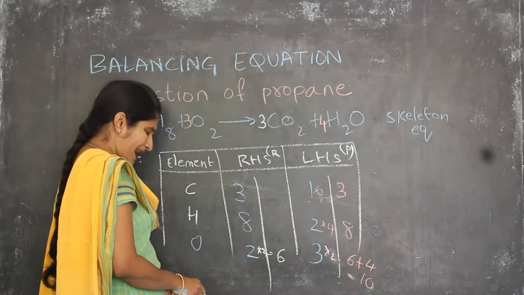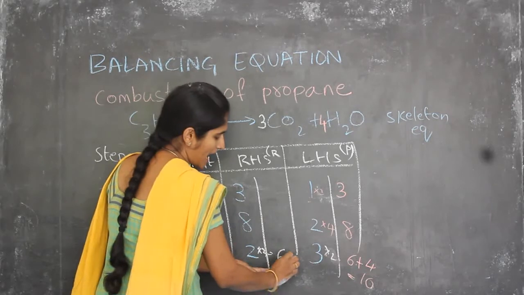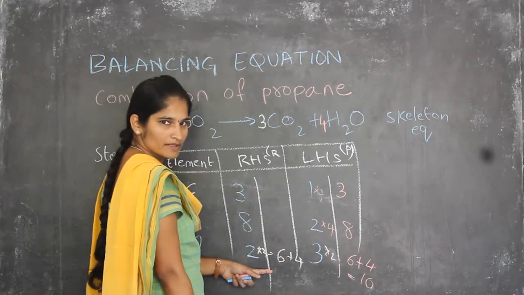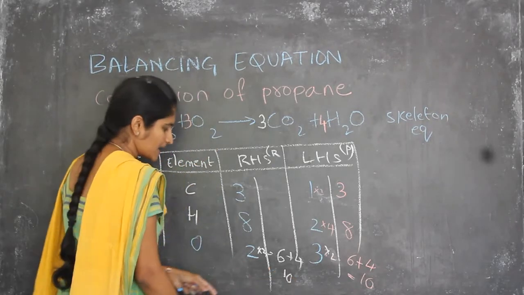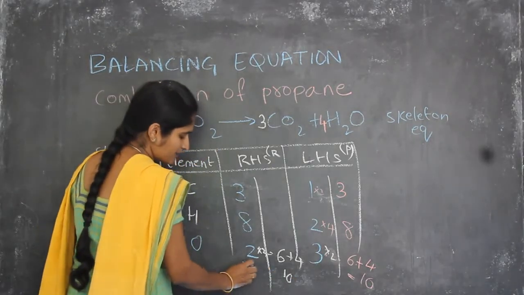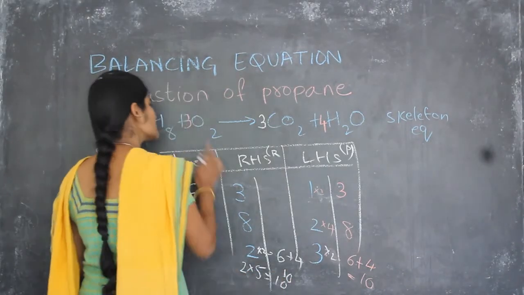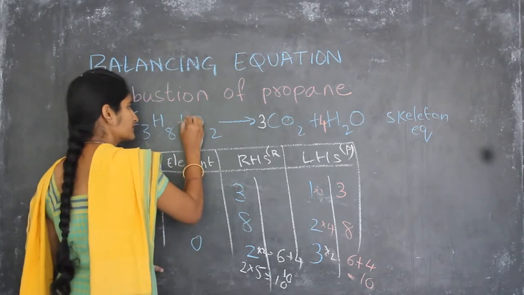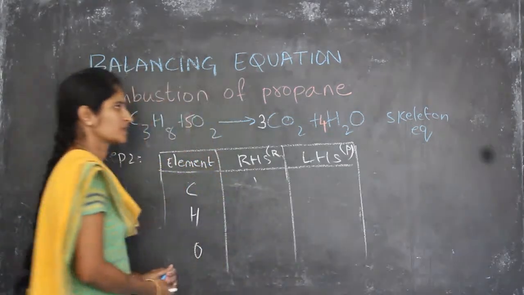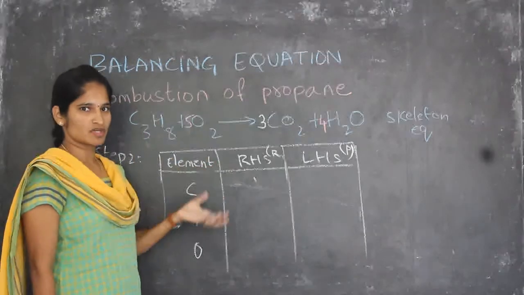So now I should balance this one. Here it is 6. So if I add 4 atoms to this, it becomes 10. Is it clear? That means in a simple way, if I multiply 2 with 5, you will get 10. So what will I do? I will change this as 5. Now in the third step, I am checking whether I got the balanced equation or not.